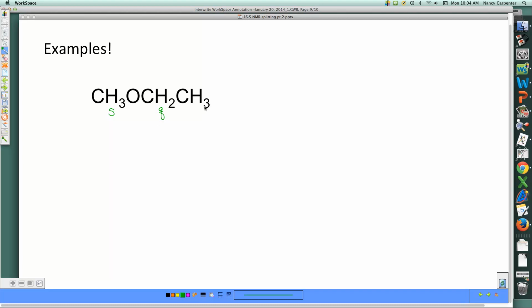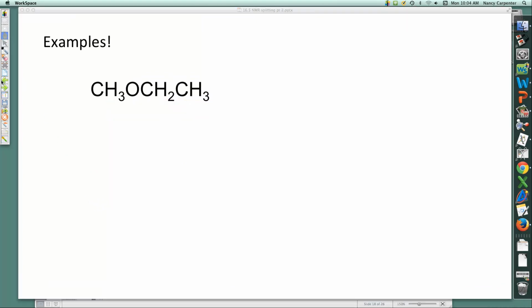How about the methyl group? Go over one atom. How many hydrogens are on this atom? 2. 2 plus 1 is 3. This should show up as a triplet. That is bells and whistles. A quartet and a triplet is bells and whistles for the ethyl group. So if I see a quartet and a triplet with the same coupling constant, we're talking an ethyl group.